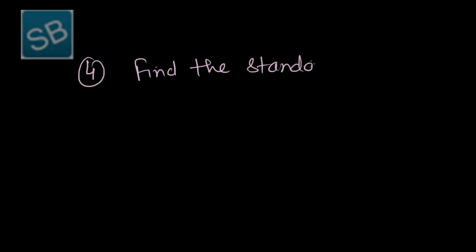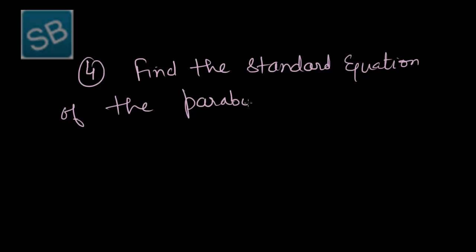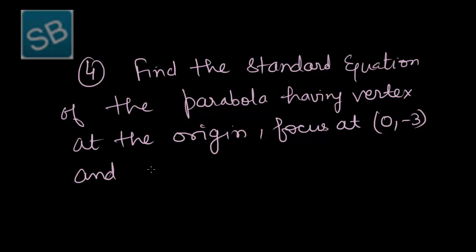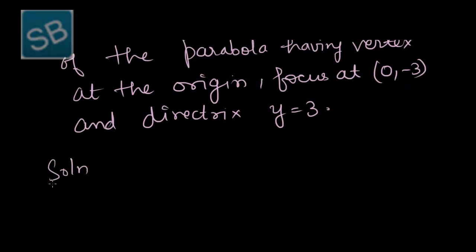Now the fourth problem is, find the standard equation of the parabola having vertex at the origin, focus at 0, minus 3, and directrix y is equal to 3. This is very simple question.